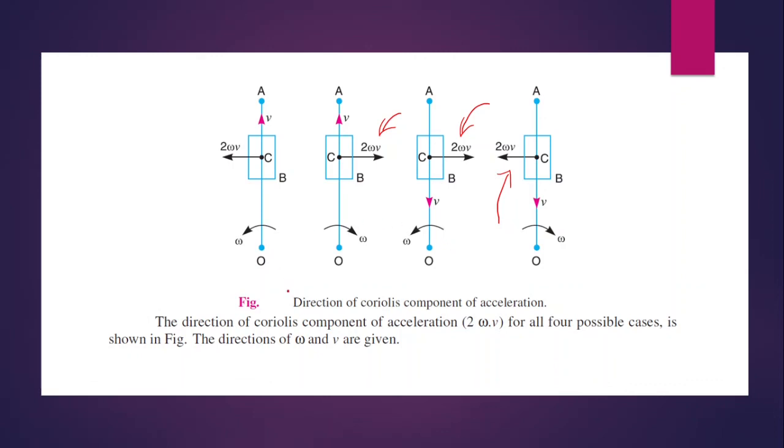The direction of the Coriolis component of acceleration 2 omega v for all four possible cases is shown in this figure. That's all about the Coriolis component of acceleration.